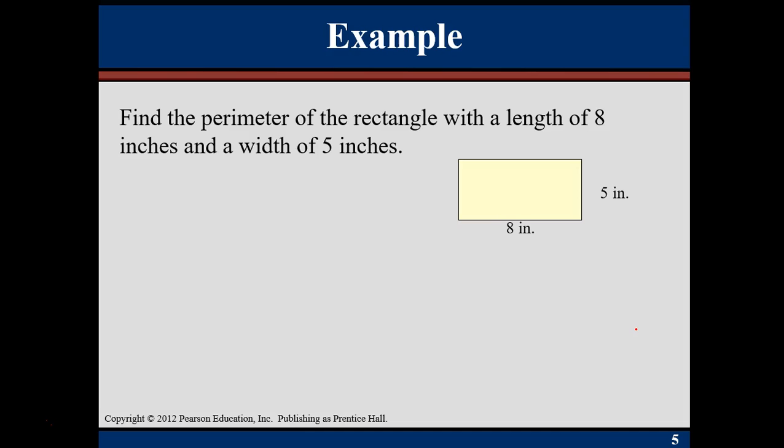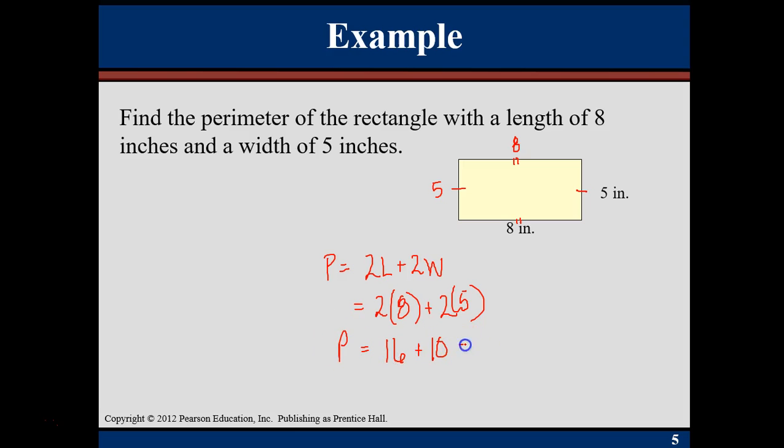If I have a rectangle that has a length of 8 and a width of 5, I know if this side is a 5, this side is also a 5. And if this side is 8, this side is also an 8. So my perimeter is 2 times the length plus 2 times the width. The length is an 8 and the width is a 5. 2 times 8 is 16 and 2 times 5 is 10. So my perimeter is 26 inches.